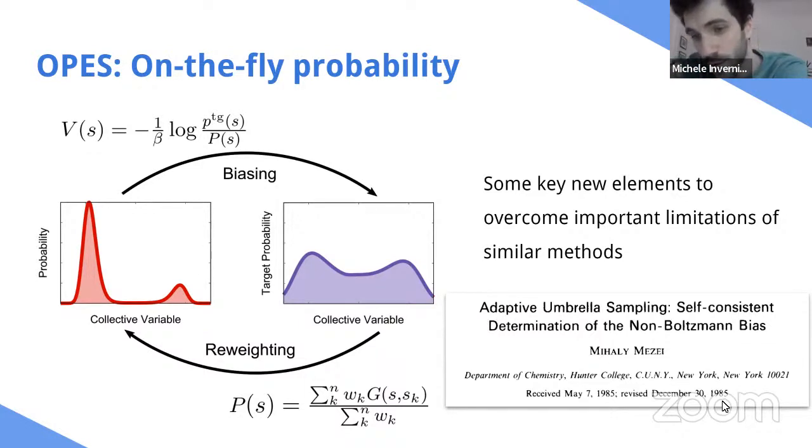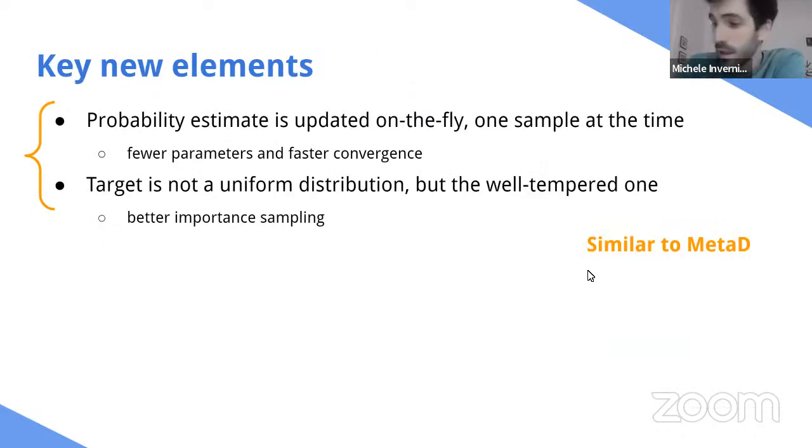The same idea has been around for a while. This paper, adaptive umbrella sampling, proposed the same idea, but we added some key new elements that allow us to overcome important limitations of similar methods. I will go quickly through these elements, but again, you will have the slides, so you can have a look at them afterwards. The first two things are taken directly from metadynamics.